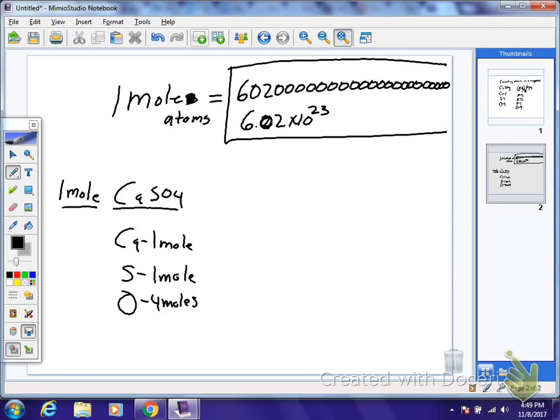So that's how you count atoms, and that's how you count moles of atoms. The only difference between counting atoms separately and moles of atoms separately is that a mole represents a much bigger number, but your counting would be the same.